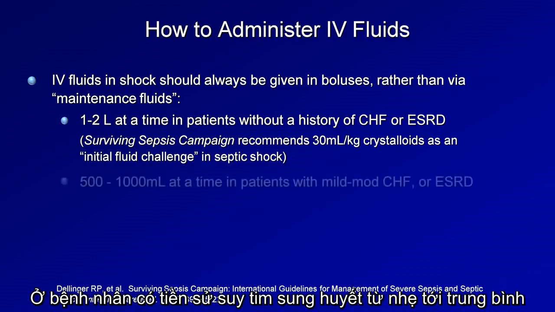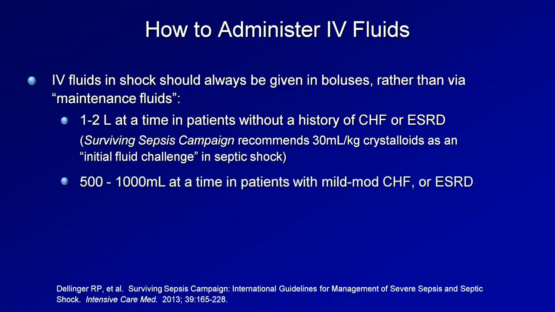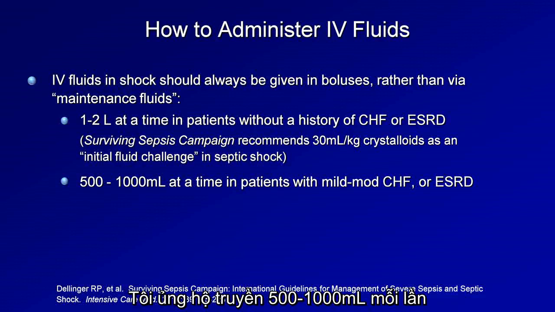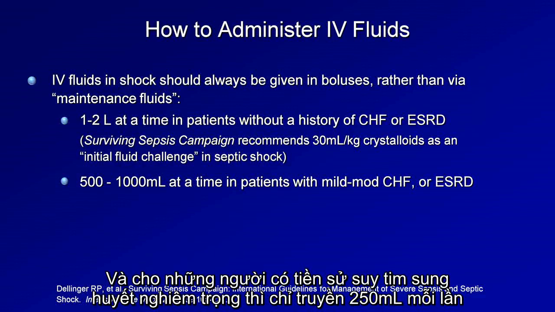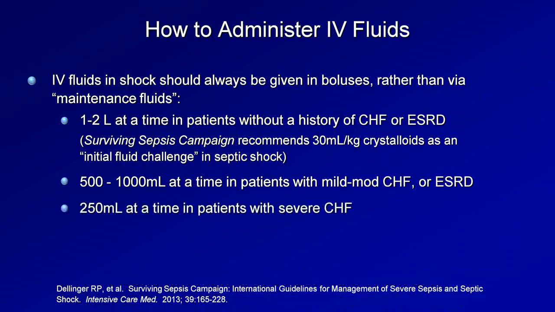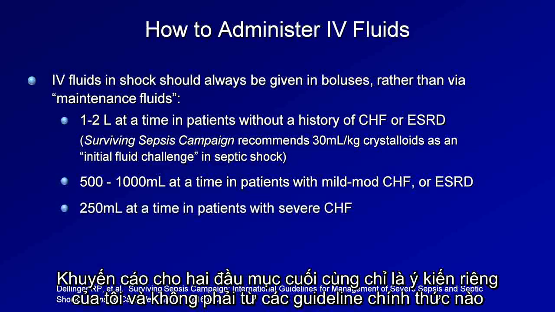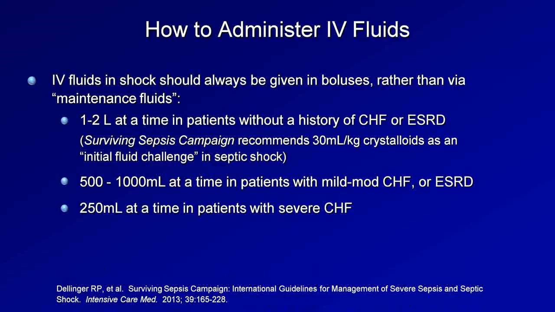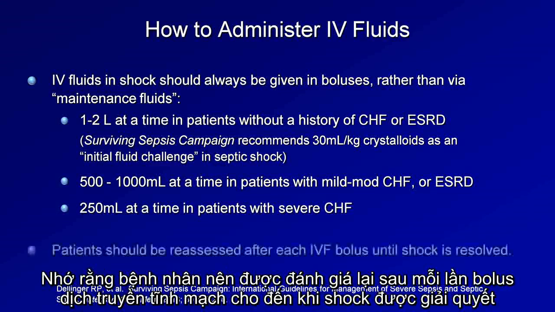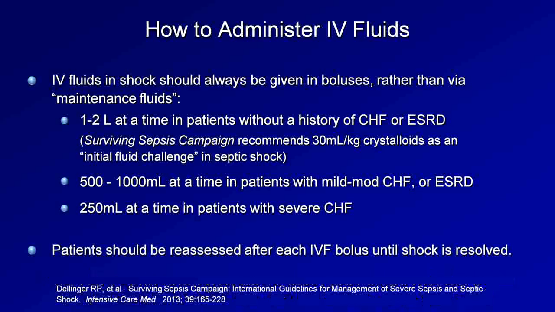In patients with a history of mild to moderate CHF, which is admittedly very vaguely defined, or a history of end-stage renal disease, I advocate for 500 to 1,000 milliliters at a time. And for those with a history of severe CHF, just 250 milliliters at a time. The recommendations for those last two categories are just my opinion and are not from formal guidelines. Remember that patients should be reassessed after each fluid bolus until the shock is resolved.